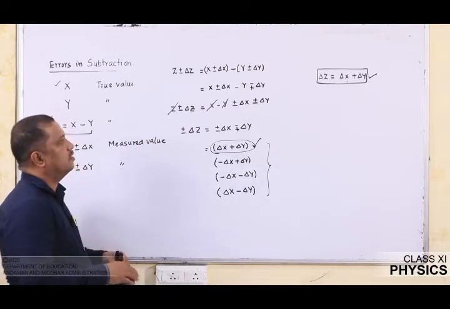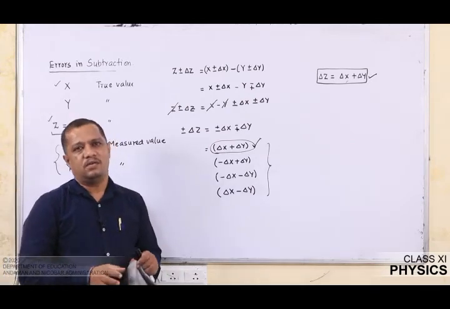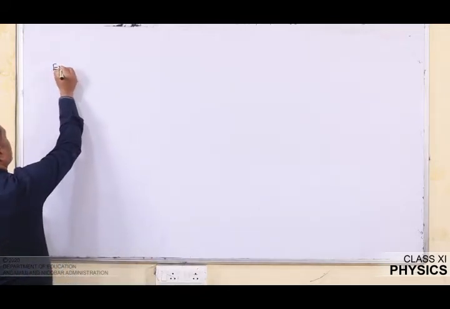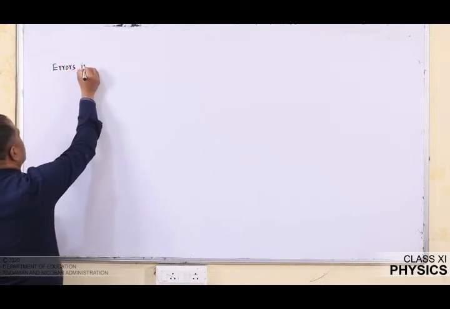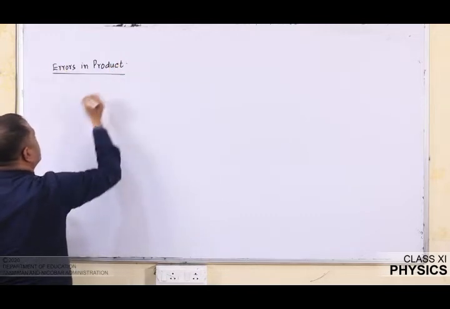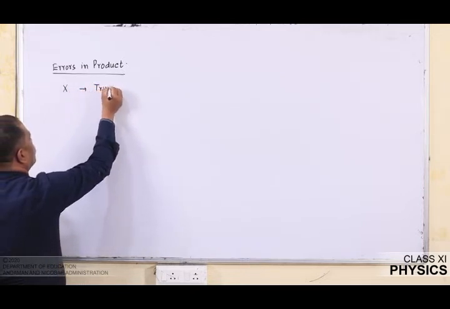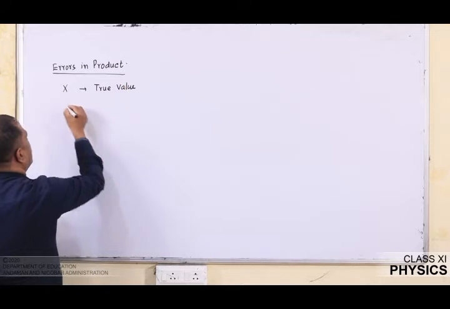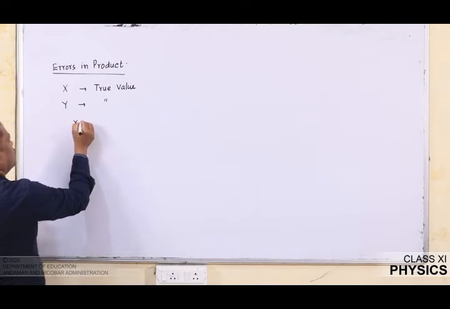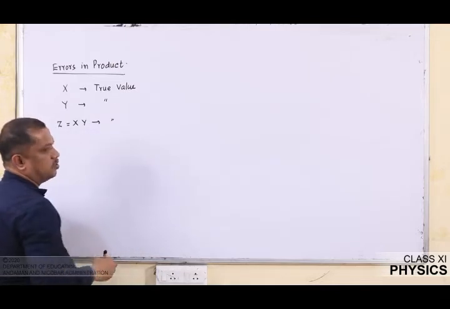Now, next let us check the progress of errors when we multiply two physical quantities. So, the errors in product, when we try to check the errors while finding the product of two physical quantities, let us assume the same thing. Let x be the true value of one particular physical quantity, let y be the true value of another physical quantity. We want to find the product of x times y. I am going to get the result, again this is going to be the true value.